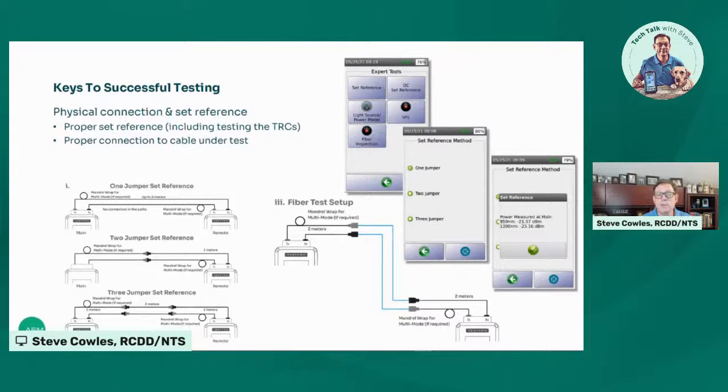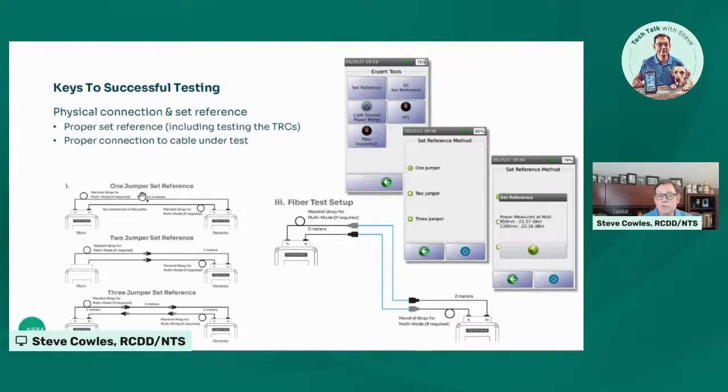Single jumper method uses a single jumper, as it indicates, from the light source to the power meter. So in the case of an optical loss test set that does dual fiber like this, you'll see one jumper from the transmit port of the main to the receive port of the remote, and one jumper from the transmit port of the remote to the receive port of the main, and we do a set reference. Now that's a better solution than doing the two jumper. While both are acceptable, and even a three jumper is also considered acceptable if you're trying to accommodate different connector types, different situations may require that you do that.